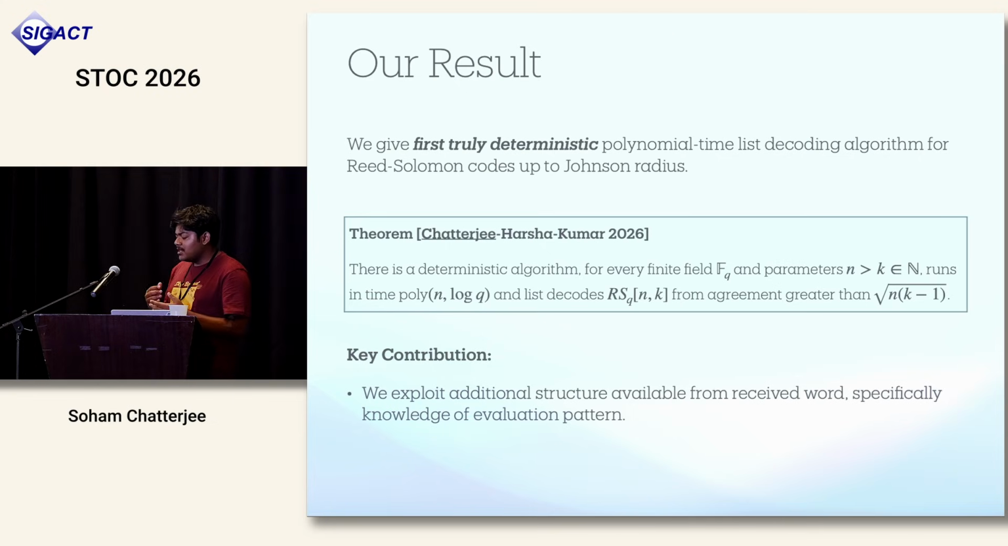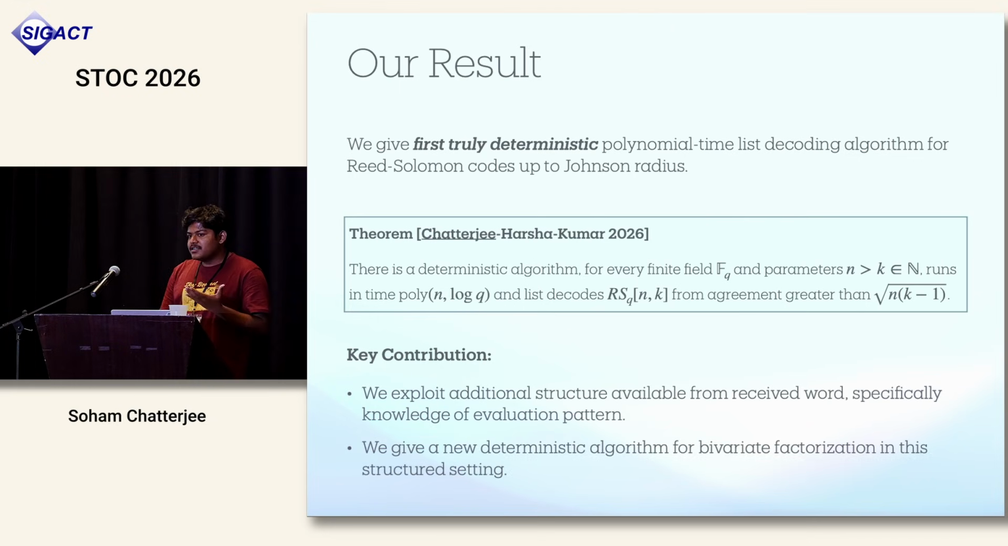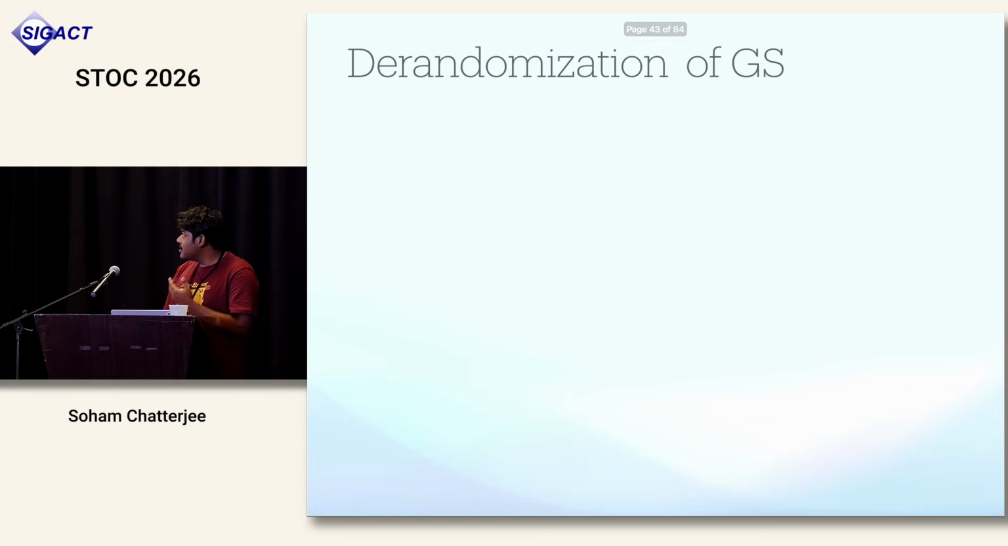The main thing is, this algorithm does not give you a general factorization algorithm, because here you have an additional structure, a bunch of evaluation points, which in the general case you don't have. Because of this additional structure, we exploited it and gave a bivariate factorization algorithm. So I'll just quickly go over the de-randomization of the Guruswami-Sudan algorithm.